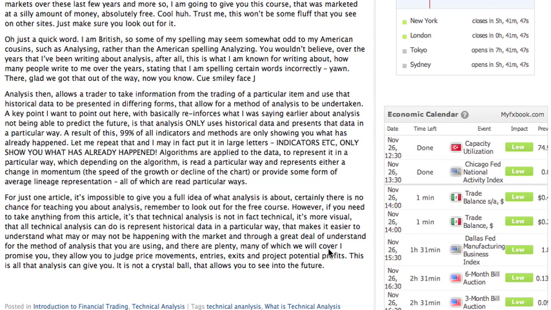Algorithms are applied to the data to represent it in a particular way, which depending on the algorithm is read in a particular way and represents either a change in momentum, the speed of the growth or decline of the chart, or provides some form of average line representation, all of which are read in particular unique ways.